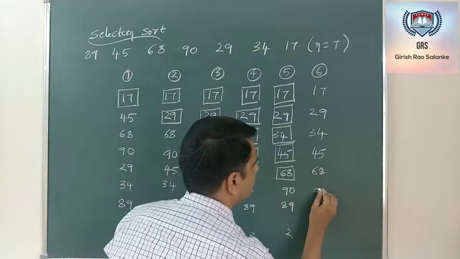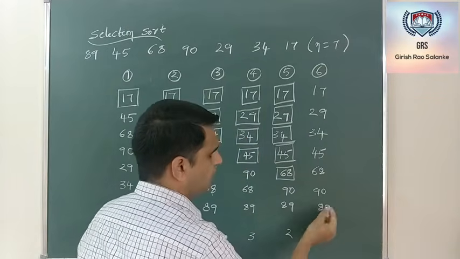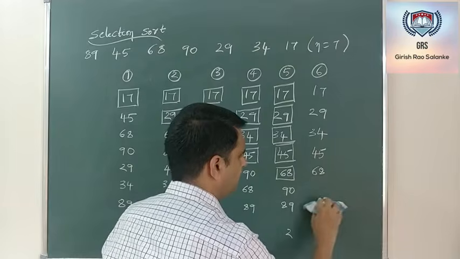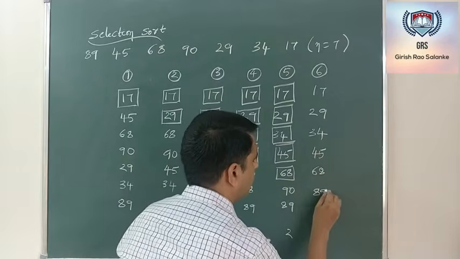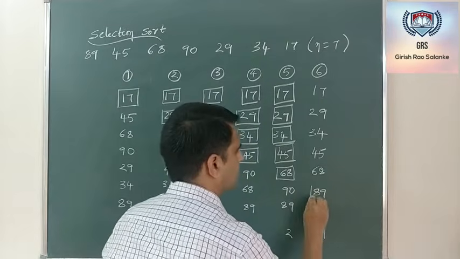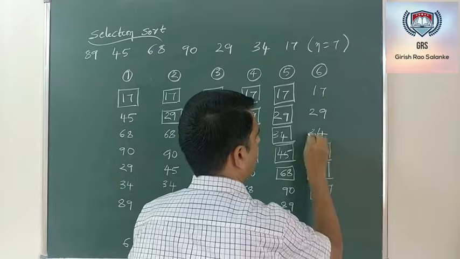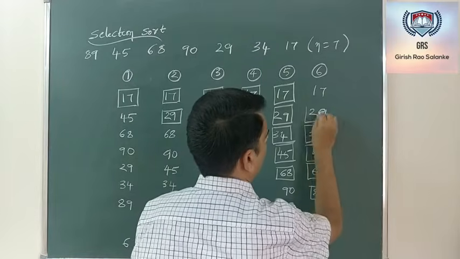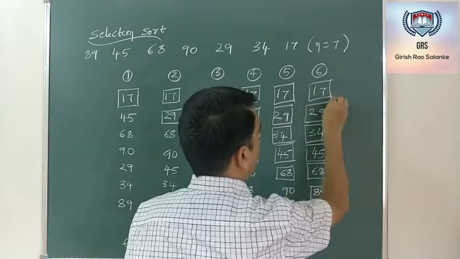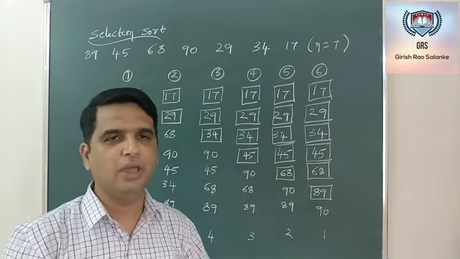Now in the last iteration, 98 and 89, I do only 1 comparison. So which is smaller? 89 is smaller. Exchange this, 89 and 90. Now there is no need to go for an additional iteration because there is only 1 element. There are no elements to be compared.